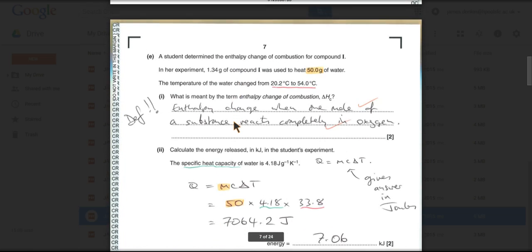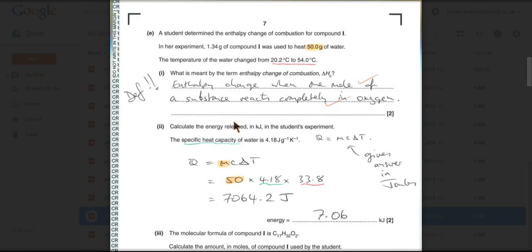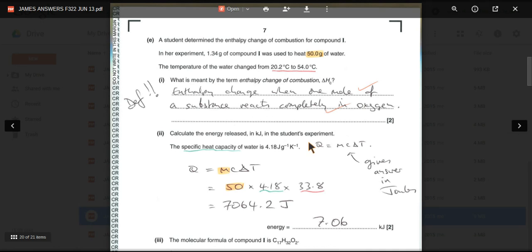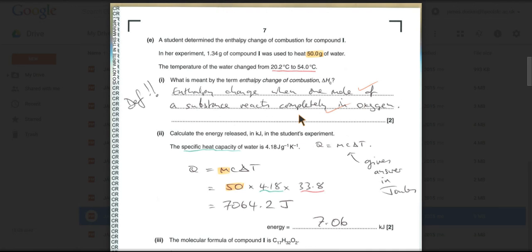And here it turns into an enthalpy change question, and this is testing your knowledge of calorimetry. So how do you know it's calorimetry? We've got a mass of water that's been heated. We've got some temperatures, we can work out the change, and we're given the specific heat capacity of water. So there are your clues that we're going to be doing some mc delta T stuff in a moment. Another definition: enthalpy change of combustion. Enthalpy change when 1 mole of a substance reacts completely in oxygen.